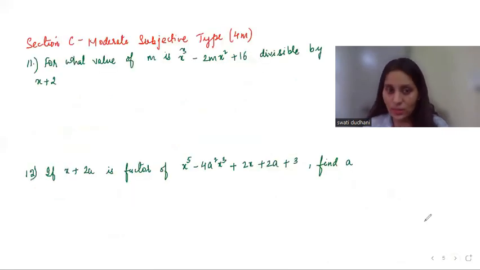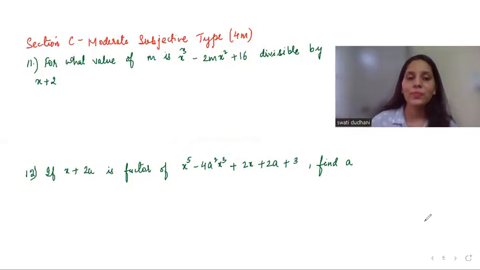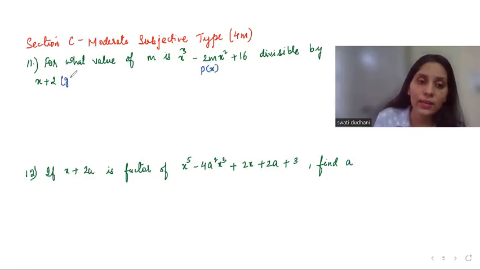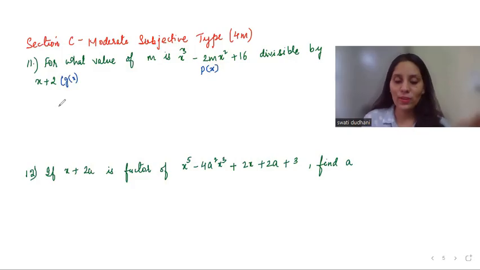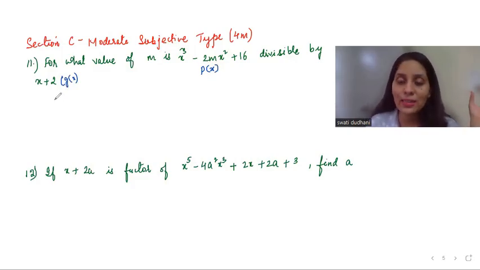Now, next question is section C. Here we'll have some moderate yet very important subjective questions. Now, for what value of m is x cube minus 2mx square plus 16 divisible by x plus 2? So divisible by x plus 2, it is very clear. Let us take this as p of x and let us take this as g of x. So it is divisible, that means the remainder is 0.